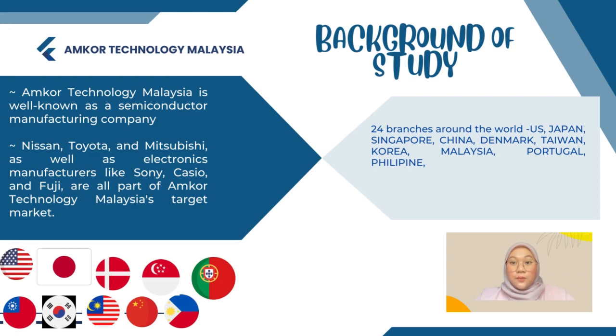Here's the background of Amkor Technology Malaysia. Amkor Technology Malaysia is well known as a semiconductor manufacturing company. They are very concerned about the quality of their products, and that's why quality checks are done at every stage of the manufacturing process to make sure the customers are delighted by the products they purchase. This is because major automobile makers like Nissan, Toyota, and Mitsubishi, as well as electronic manufacturers like Sony, Casio, and Fuji, are all part of Amkor Technology Malaysia's target market. They have a total of 24 branches around the world.